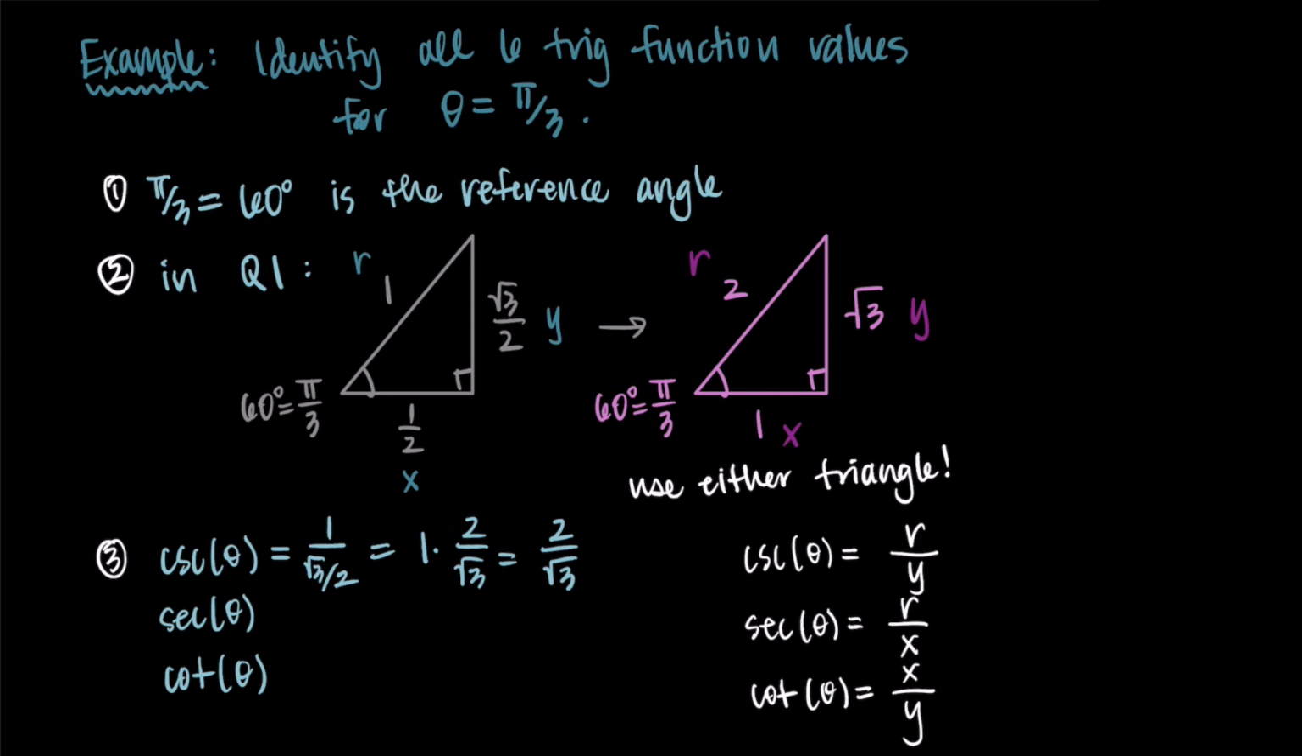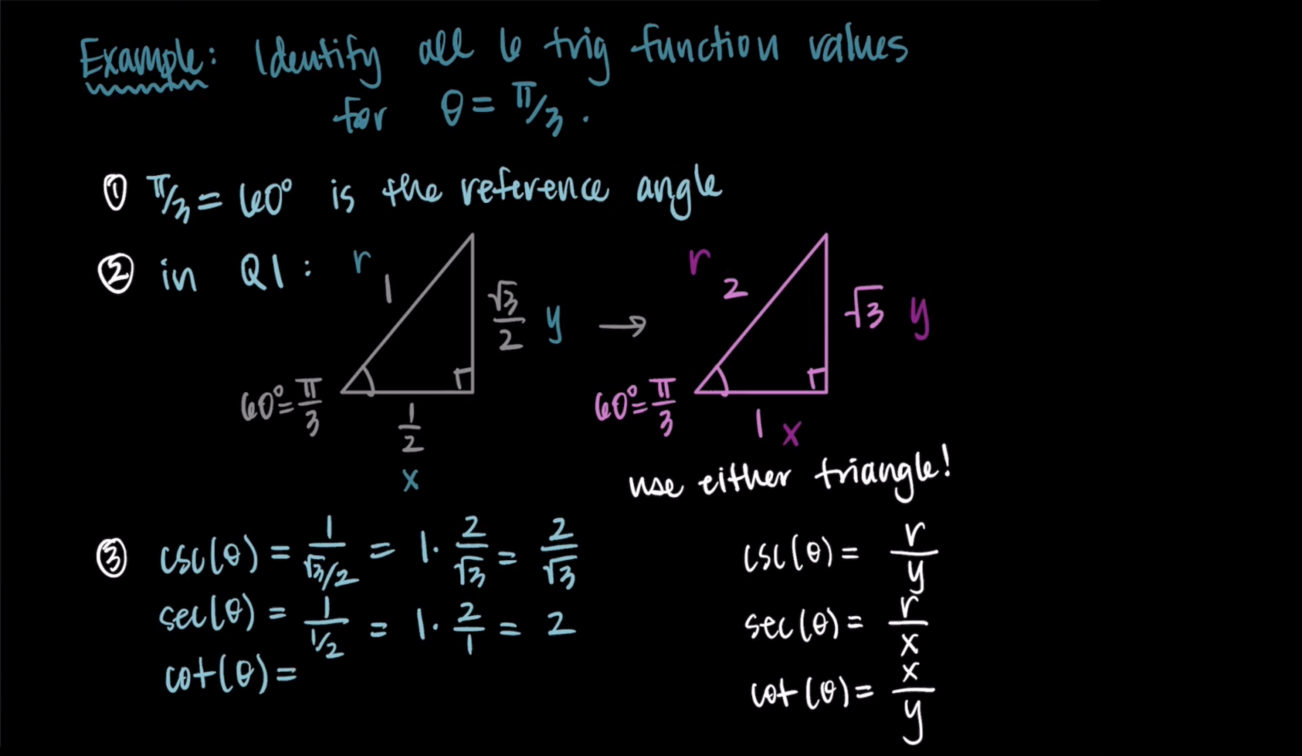Okay, so for secant, now we have r over x, so that's 1 over 1/2 on my initial triangle. When I divide by 1/2, it's the same as multiplying by 2 over 1. So I have 1 times 2 over 1, which is just 2. So my secant value is 2. With our new triangle, that would be r, which is 2, over x, which is 1. So 2 over 1 is 2, we get the same thing.